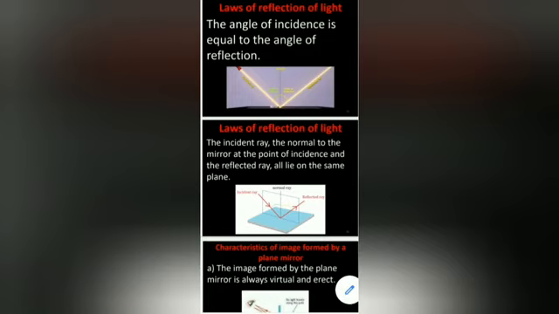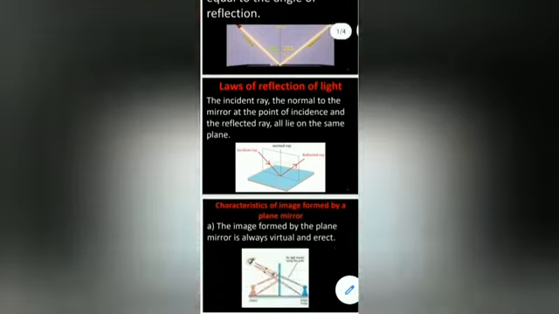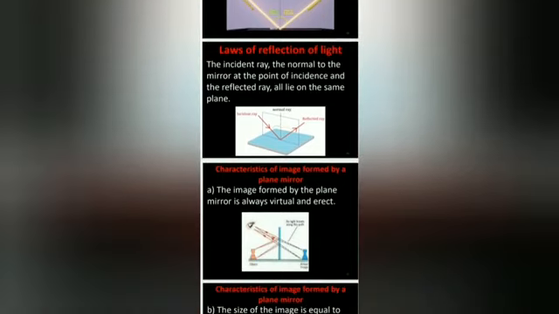That means equal. Next, the second point of the laws of reflection of light is the incident ray, the normal to the mirror at the point of incidence, and the reflected ray all lie on the same plane. Where are all these rays going to lie? On the same plane. Plane means here it is the mirror. So you can say that the incident ray, the normal ray, and the reflected ray all lie on the same plane. So these are the two laws of reflection of light. So this is very important for your 2 marks, children.